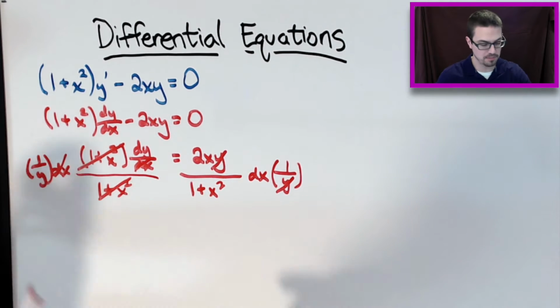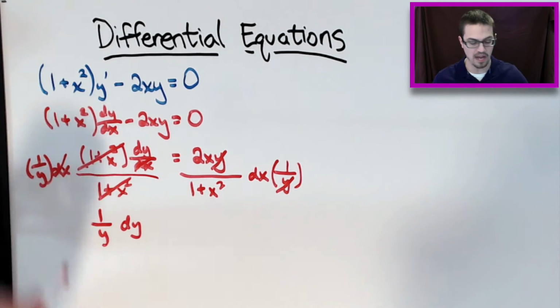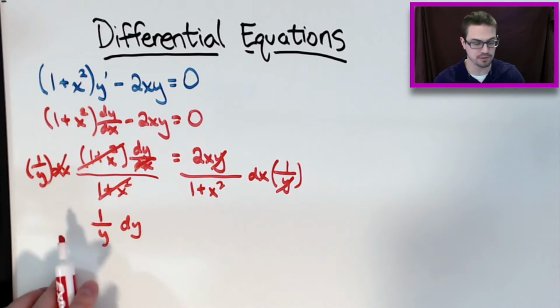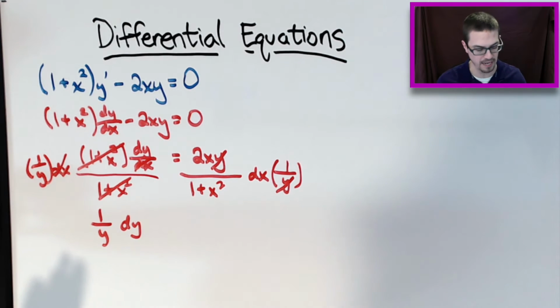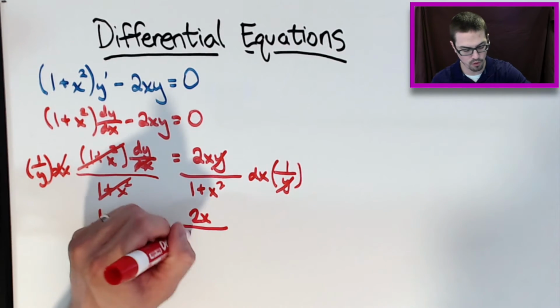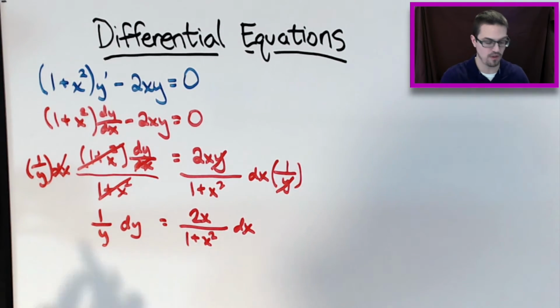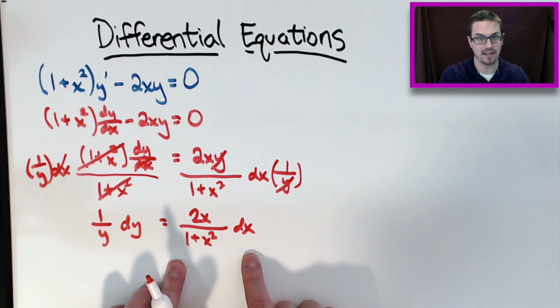Okay, now from here I'm going to simplify. So I have on this side (1/y) dy. If you notice, everything that I canceled out, I put lines through. You're going to want to do that to be as organized as possible. It's going to save you a lot more trouble in the long run. Okay, on this side I have 2x/(1 + x^2) times dx. Okay, so I have all the y's on one side and all the x's on the other side.